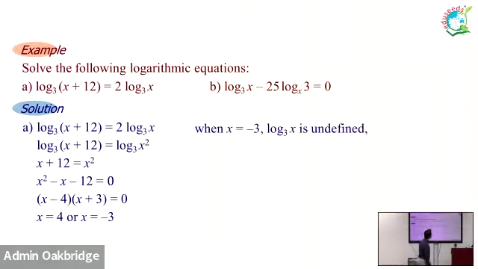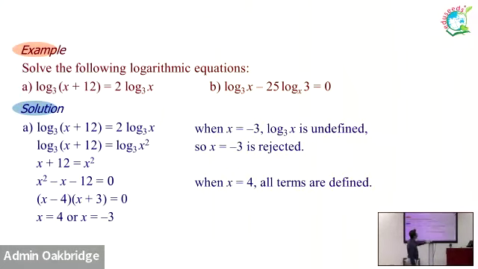This one, again, be careful. x equals -3 is undefined, because the number inside the log cannot be negative. That's why you have to verify the solutions here. So this is rejected. Actually, this is 4.